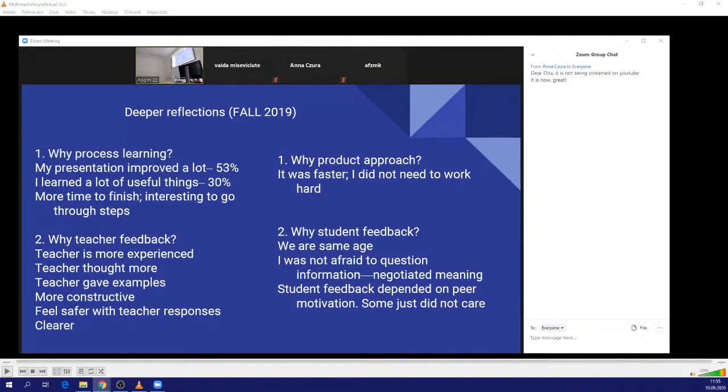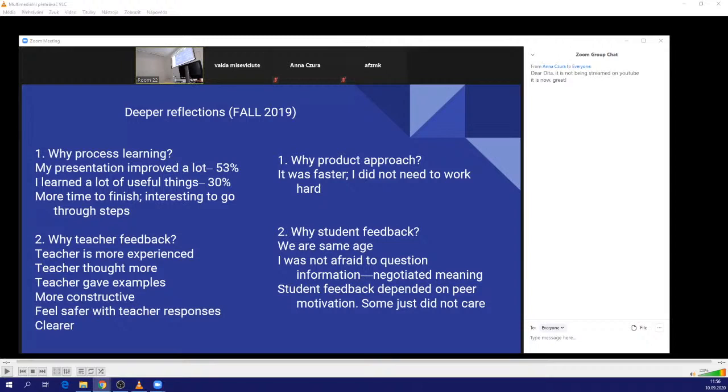Now, some of them obviously like the product approach because it was faster, and they say that they did not need a process. It was much harder, and of course, just do it. It's totally fine. So again, there are definitely groups of people who will choose the faster, better method. I think those are the first year students when you're still kind of like, let's get over this.